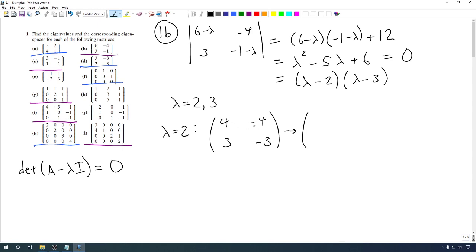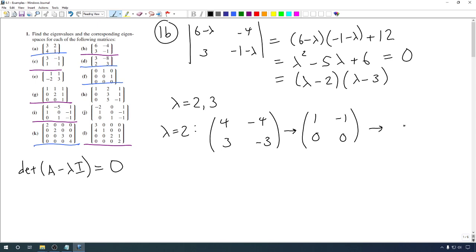So the 4 and the negative 4, we can go ahead and divide that by 4. Then we can use that to cancel out this row. In fact, you should expect to have a row of all zeros if this is going to work out. And we're looking for any solution. You could say x and y, where x minus y is equal to 0. Well, y is a free variable. Let's just set it equal to 1.